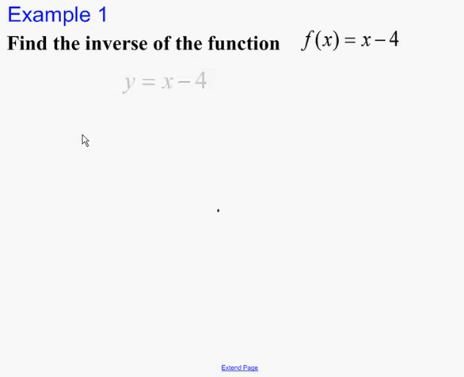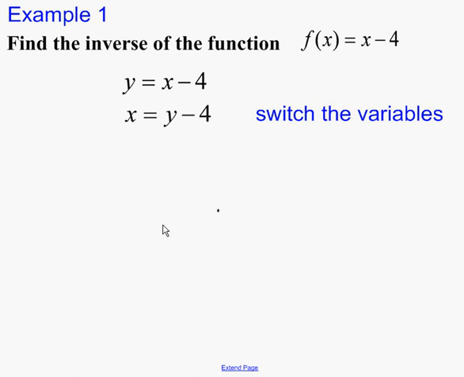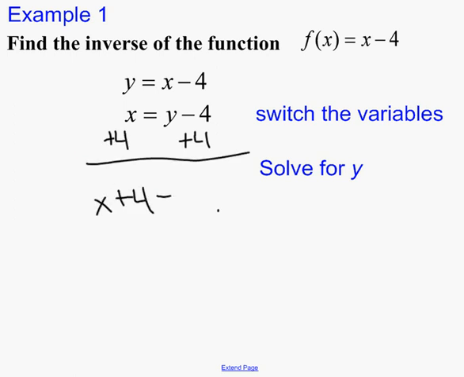Okay, to begin, I'm just going to use y in place of f of x. Some people find it less confusing to use a y instead of f of x, so that's why I'm going to use a y. First step is to switch the variables. So the y and x switch places. And then our last step is to just solve for y. So you add 4 to both sides, and we get x plus 4 equals y. So the inverse of the function is x plus 4.